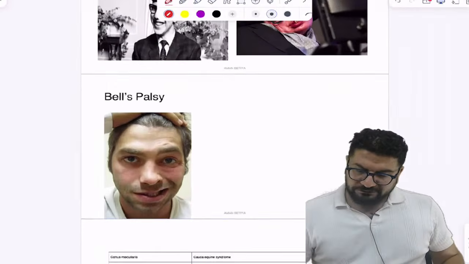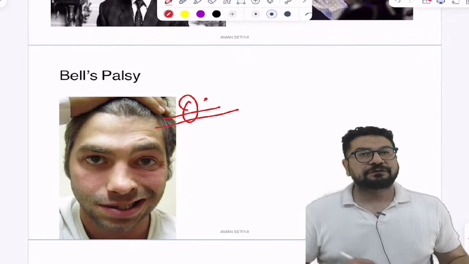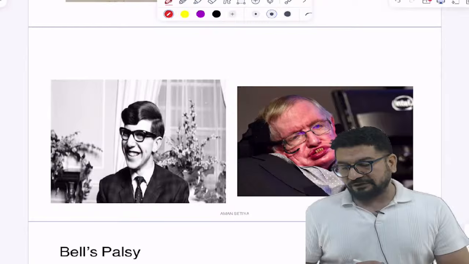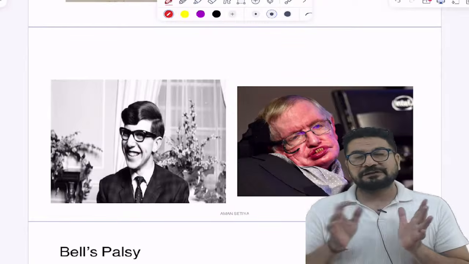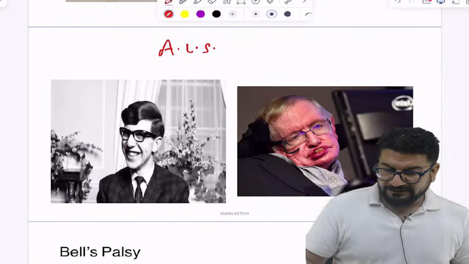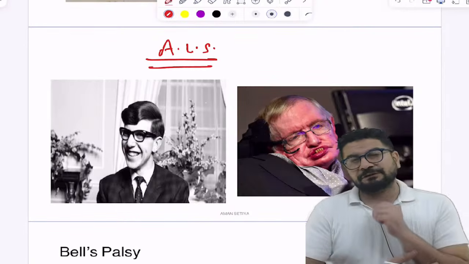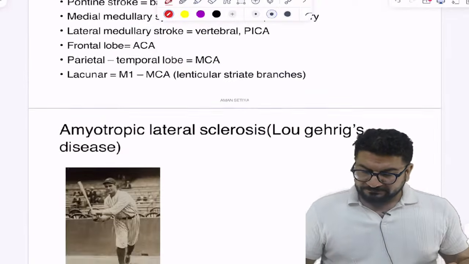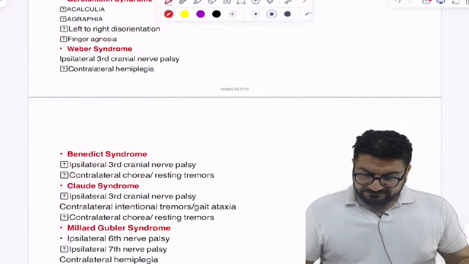Okay, then this photo also they ask in exam. We call this Bell's palsy photo. कभी-कभी पेपर में आती है. Then look at this. They ask you upper and lower motor neuron disease, upper motor as well as lower motor involvement. We call this ALS, amyotrophic lateral sclerosis. We also call this Lou Gehrig's disease. Lou Gehrig was American baseball player. उनको disease थी.